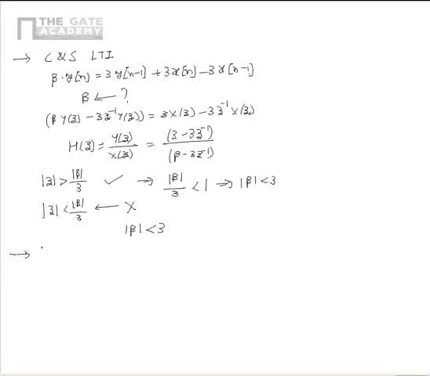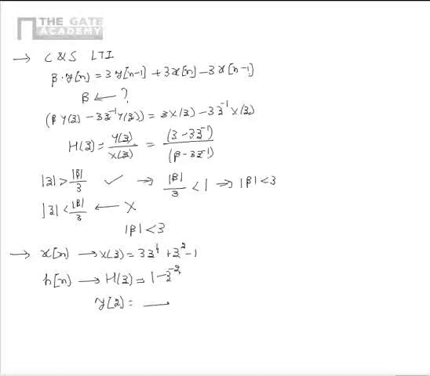Now let us consider another problem as per which there is a signal x of n whose z transform is given as X of z is equal to 3z power 4 plus z square minus 1. It is passed through a LTI system of impulse response h of n whose z transform is given as H of z is equal to 1 minus z power minus 2. We need to find the output at the instant n is equal to 2, that is y of 2.